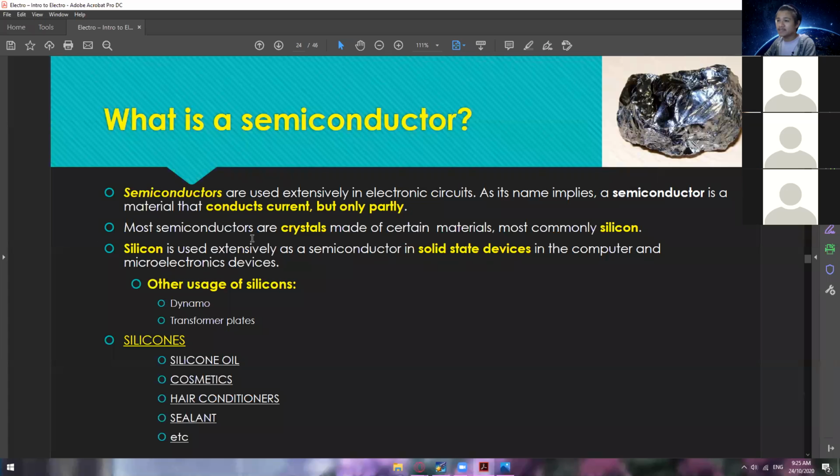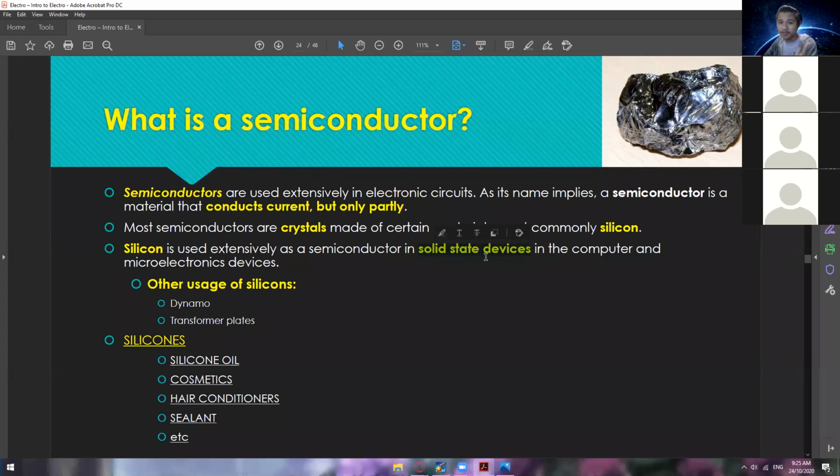So most semiconductors are crystals. Take note, if it's a semiconductor, you should be imagining a crystal already, because most of them are in the form of crystals made of certain materials, most commonly silicon. This is the most common semiconductor. The second one is germanium. Silicon is used extensively as a semiconductor in solid state devices.